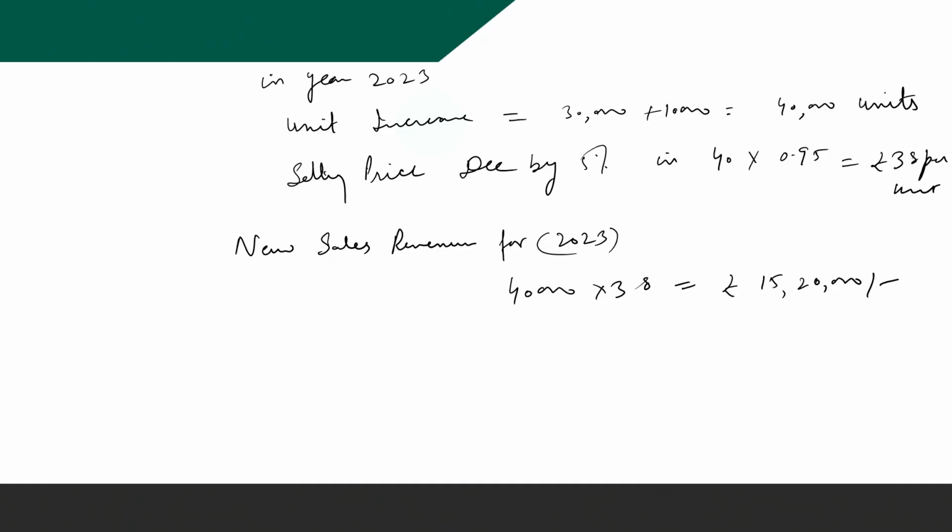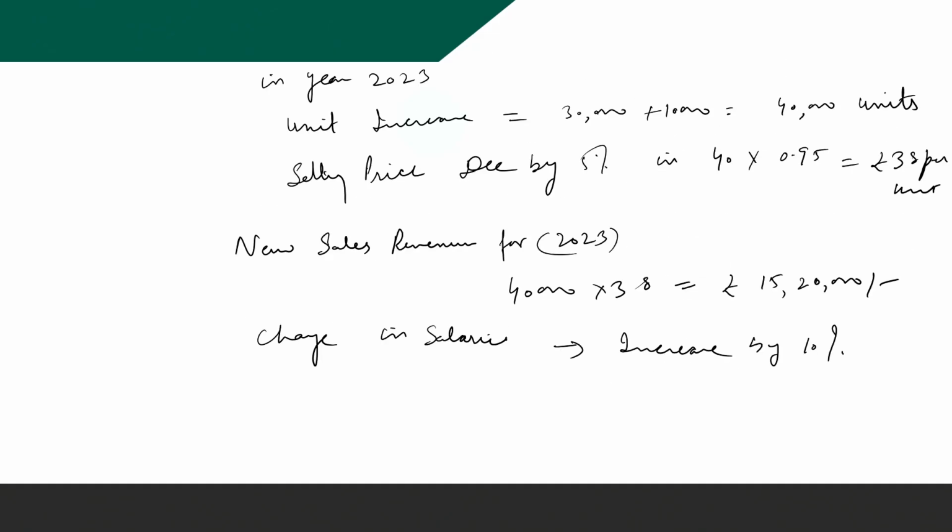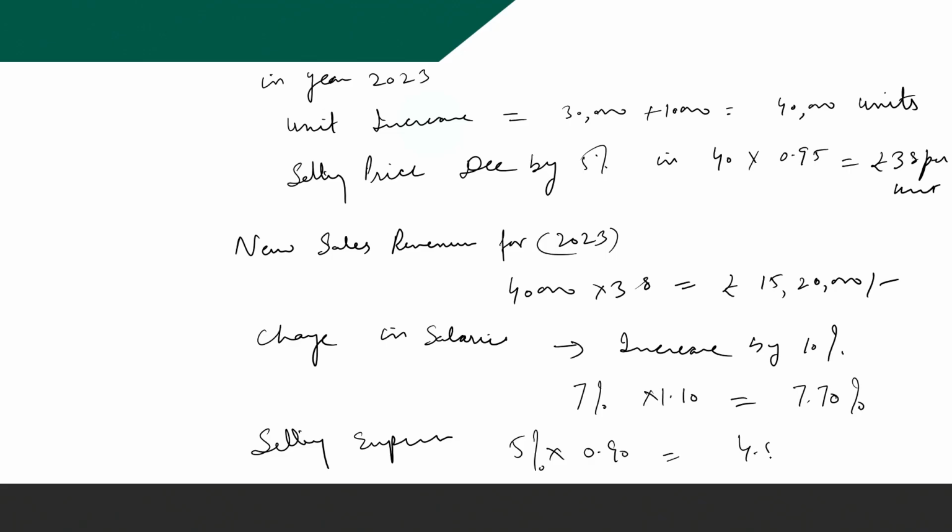More information provided in the question: salaries are expected to increase by 10% and selling expenses expected to decline by 10%. So we take up the change in salaries, which is going to be increased by 10%. We just computed that the salaries are 7%. So we take 7% into 1.10, which reaches the figure of 7.70%. Similarly, there is a decline in selling expenses by 10%. The selling expenses we just computed are 5%. So we take a reduction of 10%, meaning 0.90, so it comes to 4.50%.